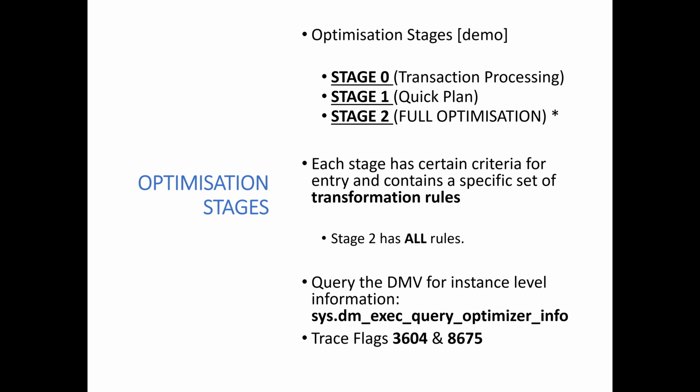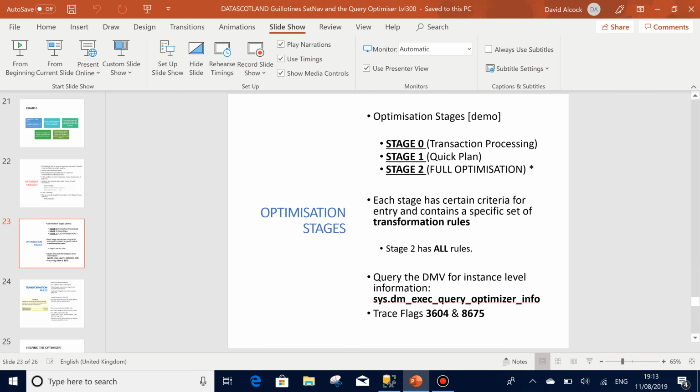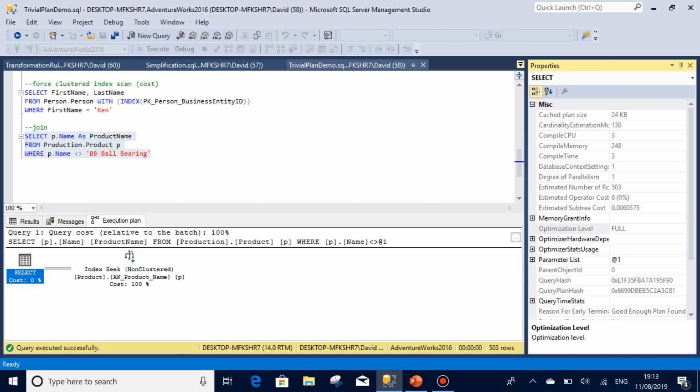Now we can actually query our optimizer information by using a DMV, sys.dm_exec_query_optimizer_info, and we can also enable trace flags 3604 to get DBCC output into the messages tab in Management Studio, and 8675, and this will return optimizer information into the messages tab as well. So I'm going to break out into a code demo and we'll take a look at some of those in action.